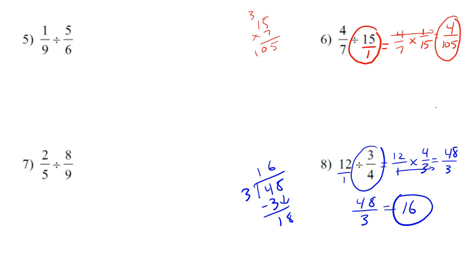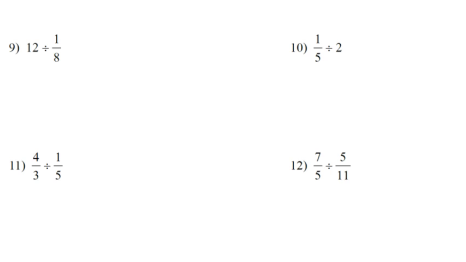All right, let's do one on the last page, and then I'm going to let you guys discover on your own a little bit. I'm going to skip to number 12. I'm going to write the same fraction, 7/5, the same dividend, and then change to multiplication, and it's going to be over 11/5. And so now I'm going to multiply. 7 times 11 is 77, and 5 times 5 is 25.